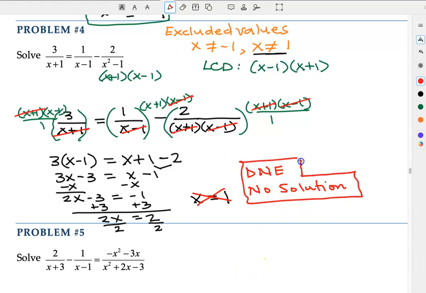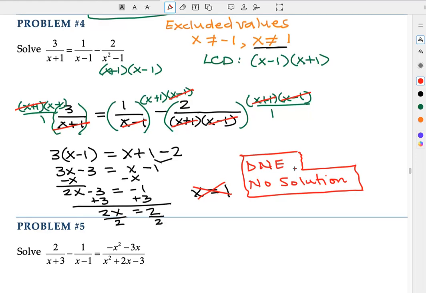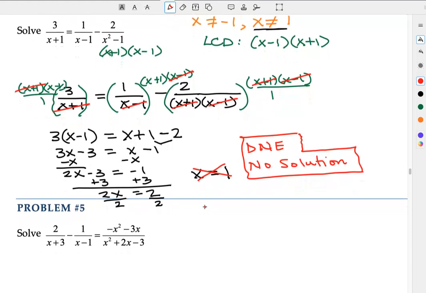Is that clear why it's a no solution? Yeah. So it's really important to remember to write down these excluded values, because it's easy to overlook that. If we solved this all and didn't think about what our excluded values were beforehand, we might just put that as the answer, when in actuality it is not.